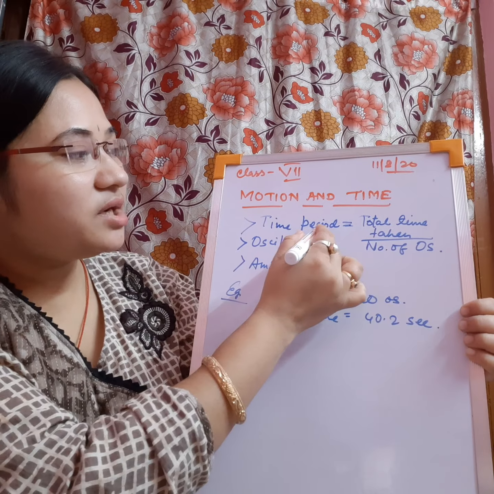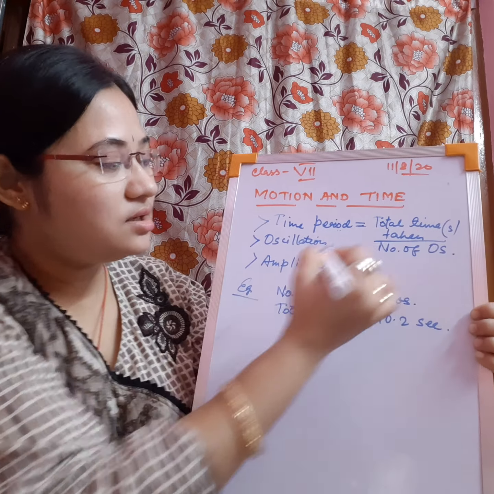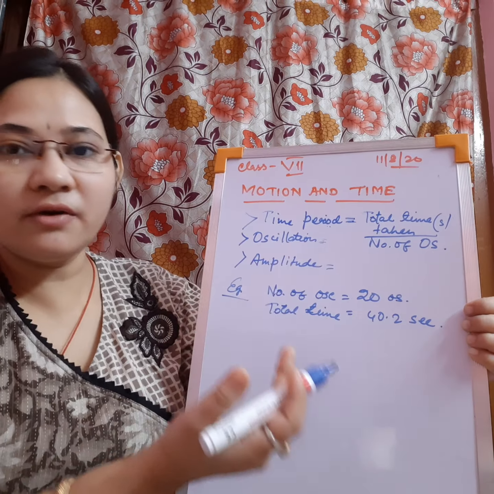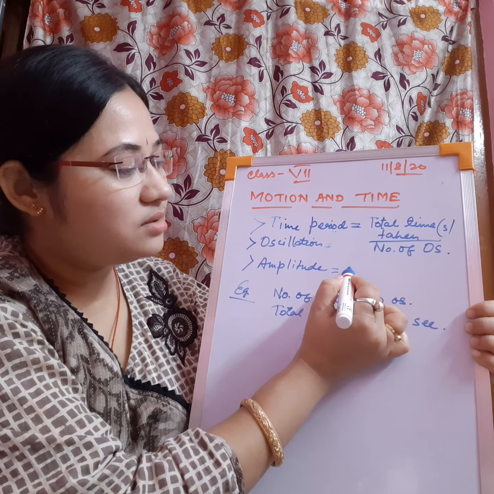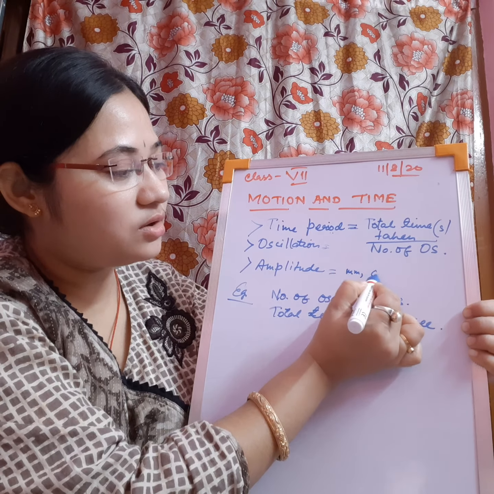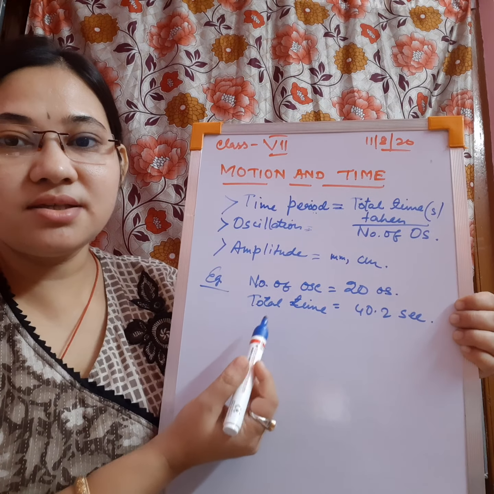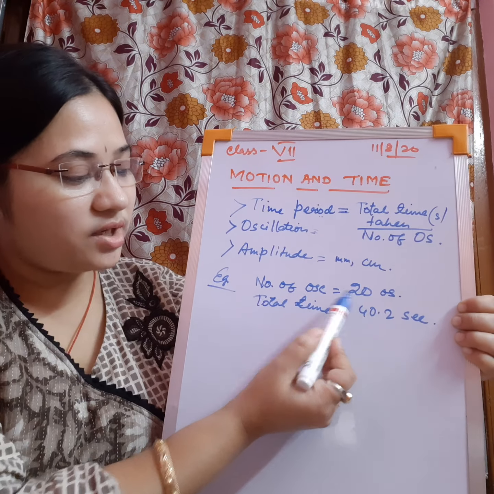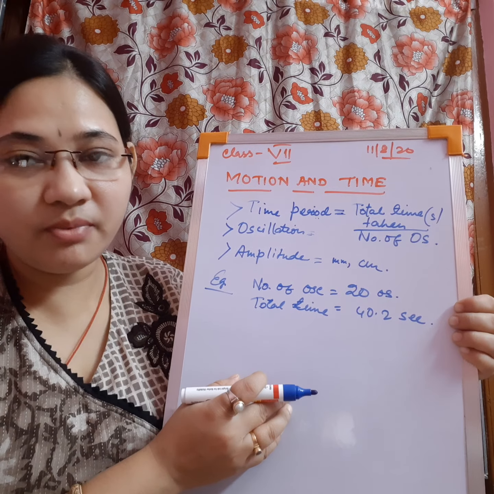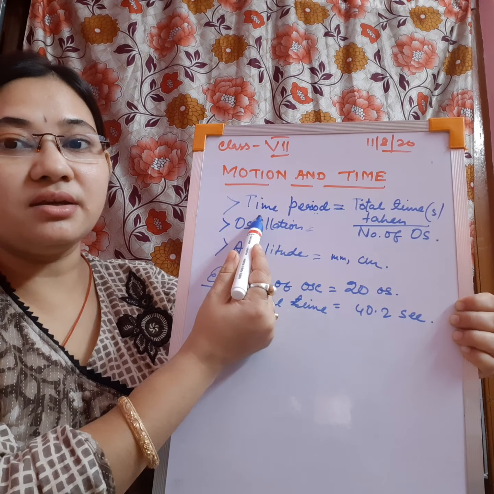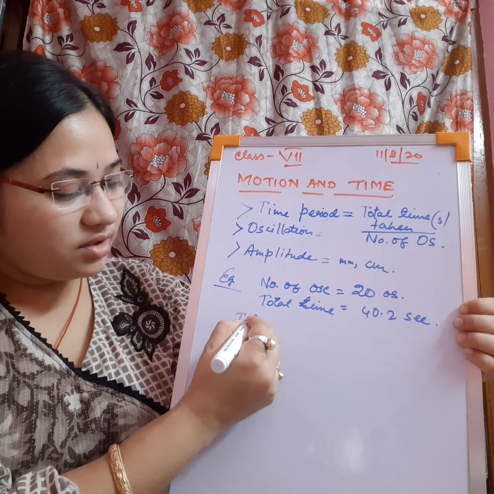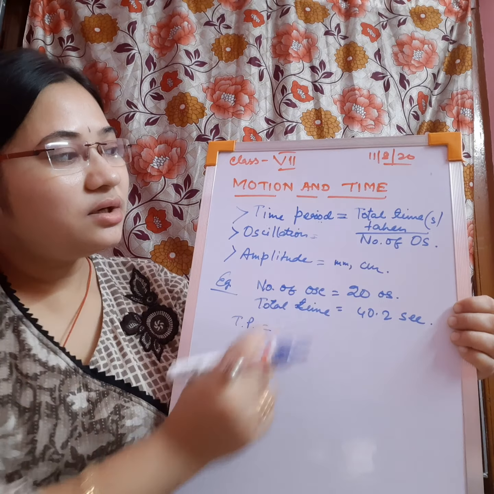Now mind you, time period is calculated in terms of seconds. Oscillations means the number of oscillations, and amplitude may be in terms of millimeter or centimeter. Okay. Now, what is the time period in this case? If the total number of oscillations is 20 and total time taken is 40.2, then what is the time period? So, time period will be equal to total time taken.